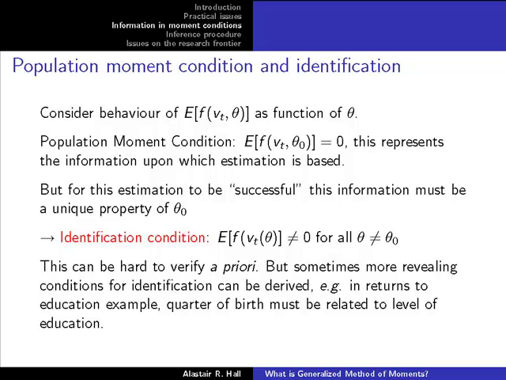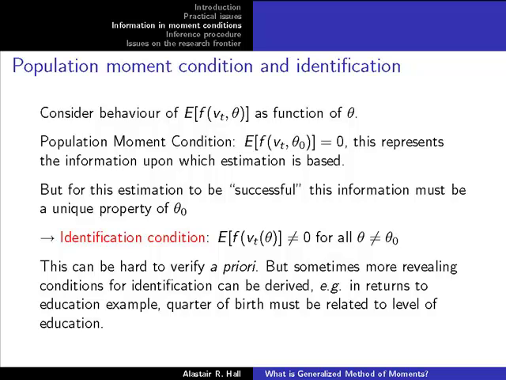But for the subsequent estimation to be successful, this must represent a unique property of this unknown true parameter value. Okay? It has to be the case that not only is that true for theta 0, but it must not be true for any other possible value for these parameters. So that leads us to what we could refer to as an identification condition: if I look at this expectation at any other value of theta, it's not equal to 0. So that's a very crucial thing for us, okay?